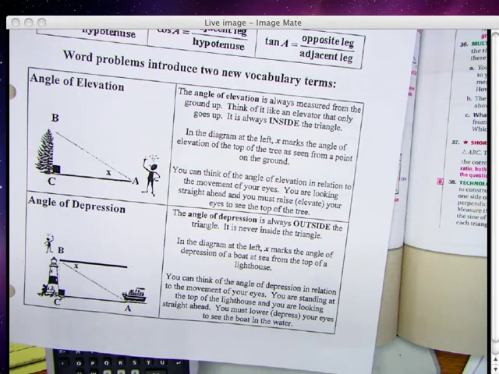The angle of depression is always outside the triangle. Outside the triangle. It is never inside the triangle. In the diagram at the left, X marks the angle of depression of a boat seen at sea from the top of the lighthouse. You can think of the angle of depression in relation to the movement of your eye. You are standing at the top of the lighthouse and you are looking straight ahead. You must lower your eyes to see the boat in the water. Let's turn it over and look at the back.